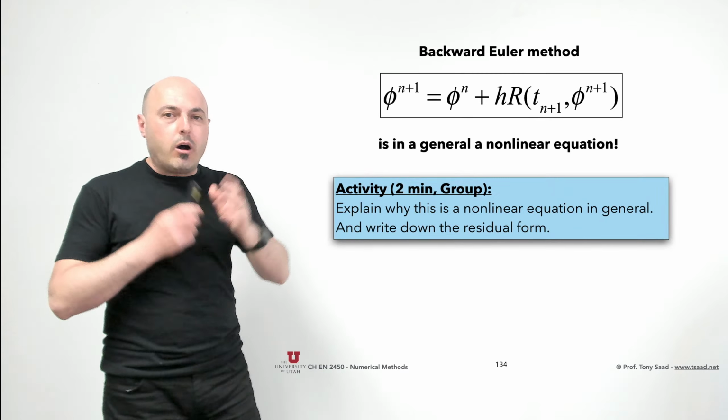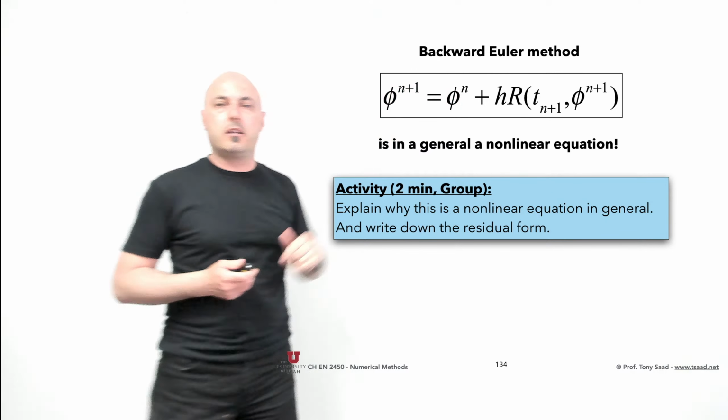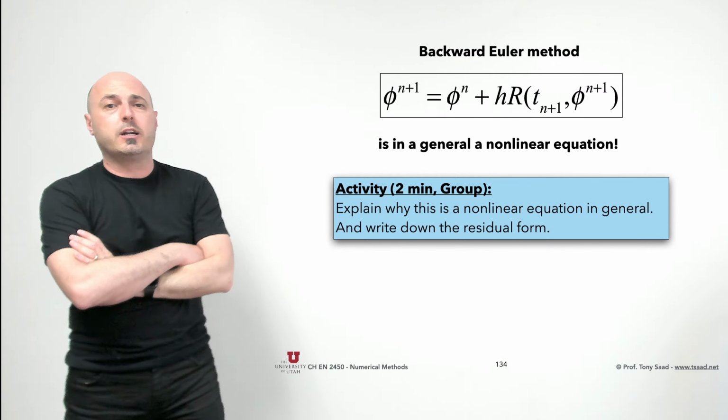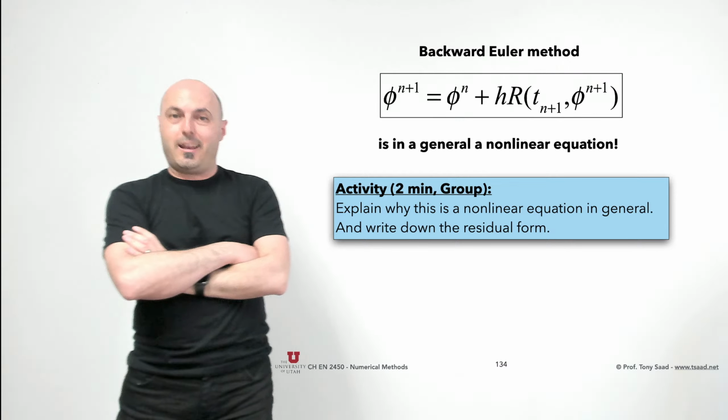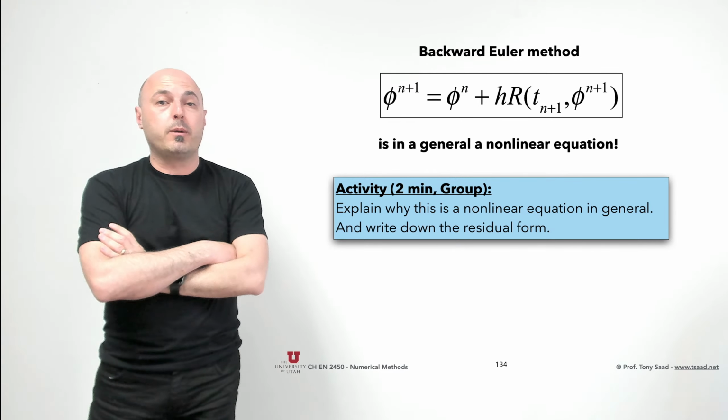I want you to take a moment and think about this very carefully. Why is this a nonlinear equation? Phi n plus 1 is phi n plus delta t times right-hand side. The right-hand side could be anything, remember. Right-hand side, tn plus 1 and phi n plus 1. Take a moment and think about this.